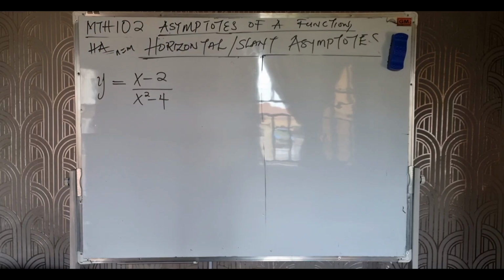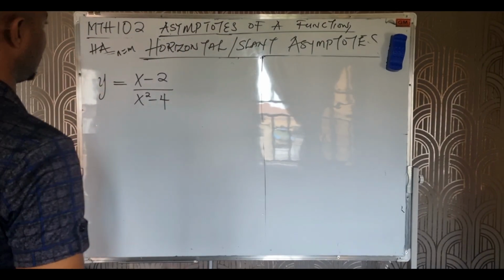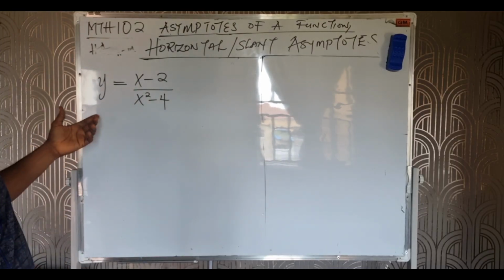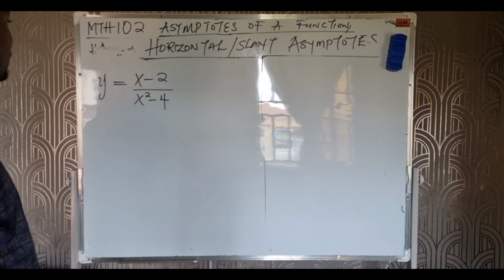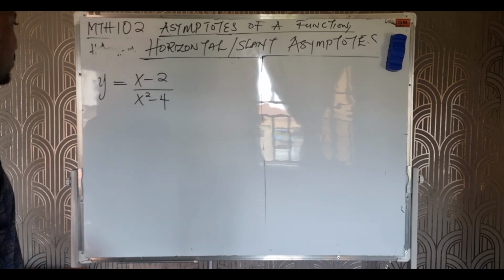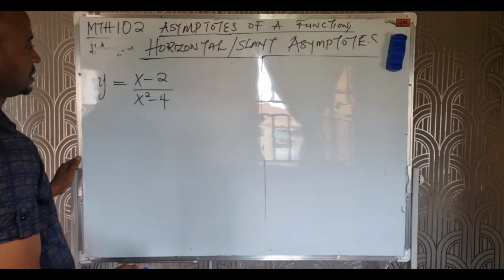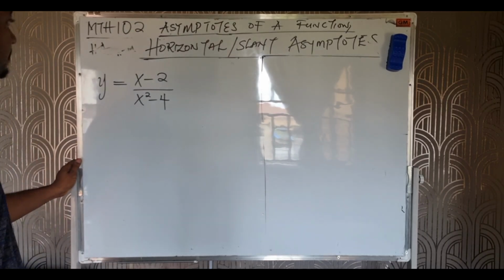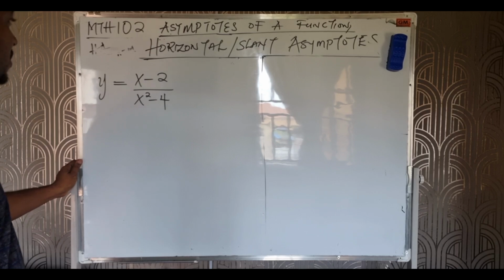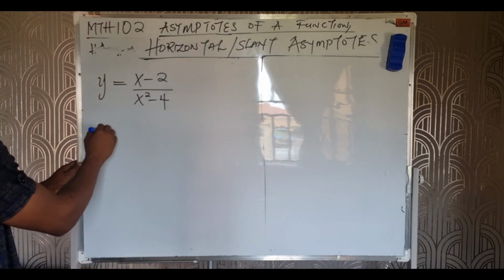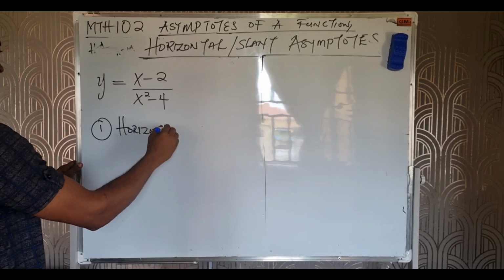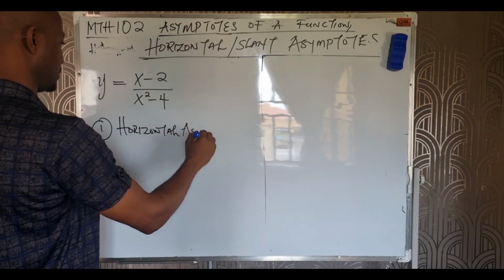All right, let's look at this question. We are asked to analyze the types of asymptotes that can occur in this function, right? We are given y equals x minus 2 divided by x squared minus 4. Let's start with horizontal asymptotes.